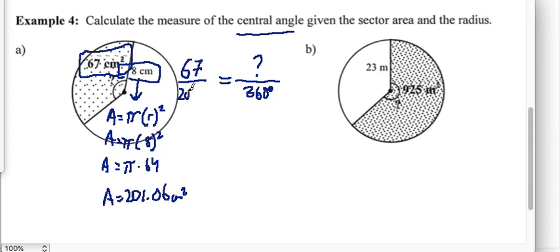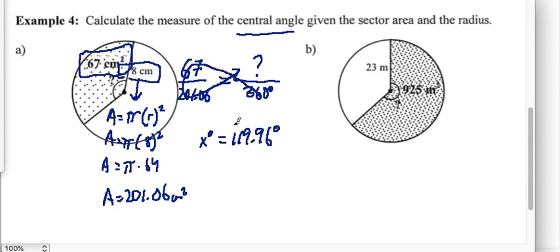Okay, so I thought I only had 2 numbers here. Now I can put the 201.06 in here, and when you've got a proportion and 3 of the spots filled in, you can always find the 4th one. You do 360 times 67 divided by 201.06. So 360 times 67 divided by the answer I just got to the previous question gives me a central angle, the number of degrees here, x degrees equals 119.96 degrees.